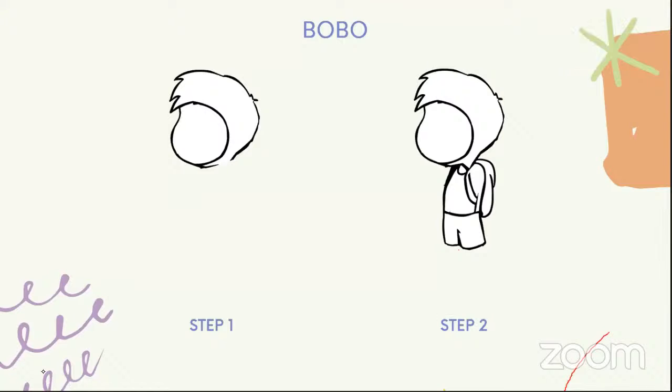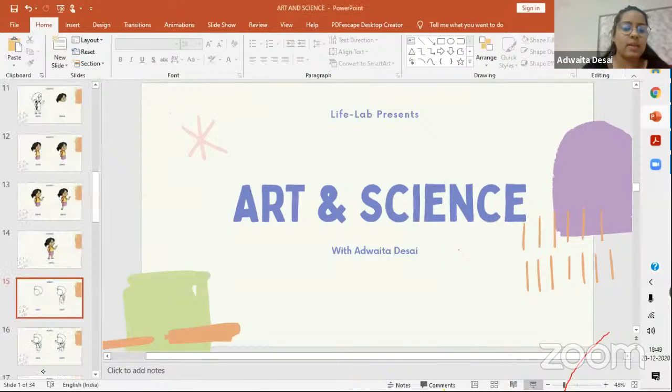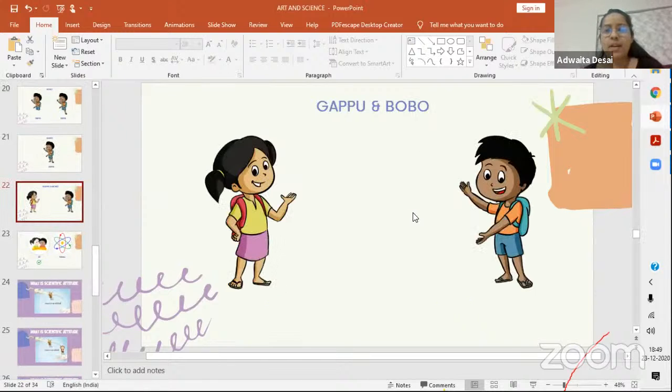Very beautiful, Sakshi. Now let us go to the right hand side of the page. Keep the gap between Gappu and Bobo because we are going to do something. Okay, so I will show you something right now. This is how your page needs to look. Okay, we want the gap between Gappu and Bobo.